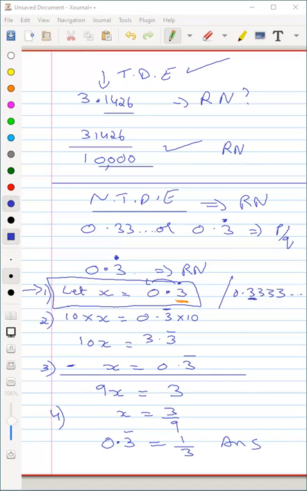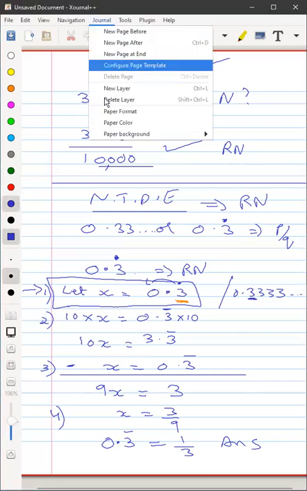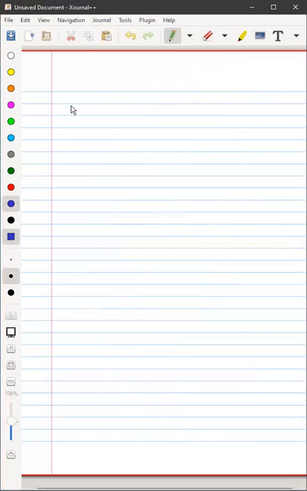So done. Let's try another one. Represent 1.27 bar as a rational number. Tell me the first step. What do we do? So let x be 1.27 bar.